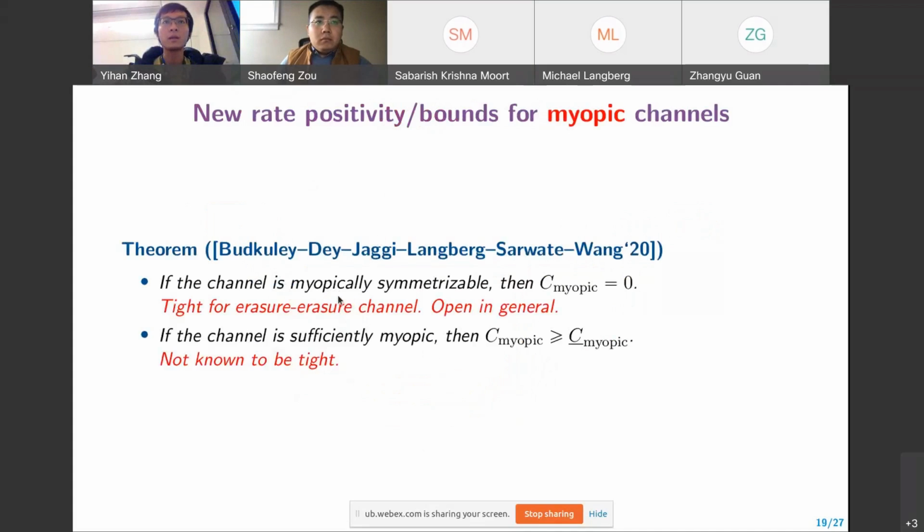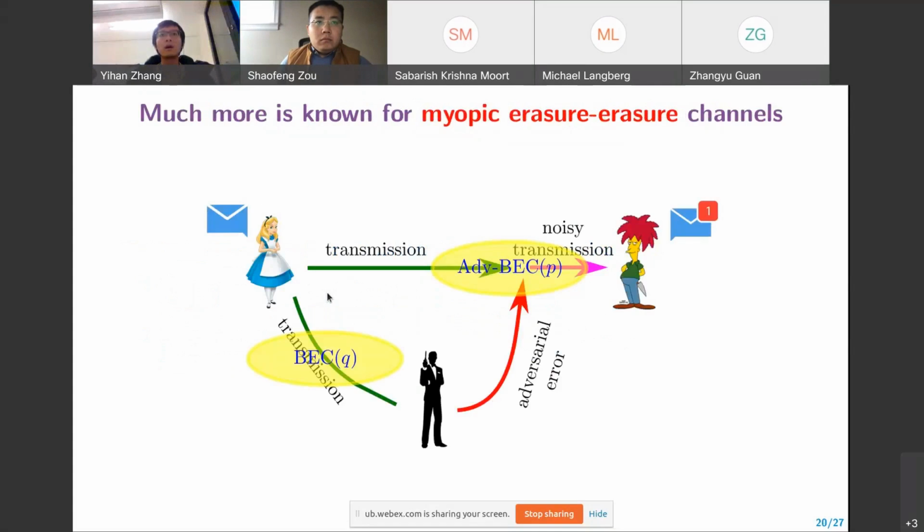So there are a lot of things to be done here. But I should say one more word about this thing, which is that many of these results actually meet, or you can say collapse, when we specialize these things to myopic erasure channels. What is this? The channel from Alice to James is a binary erasure channel with erasure probability Q. This is a random channel, by the way. And the main channel from Alice to Bob is some adversarial binary erasure channel with Hamming weight P. So this is basically characterized by two parameters, P and Q.